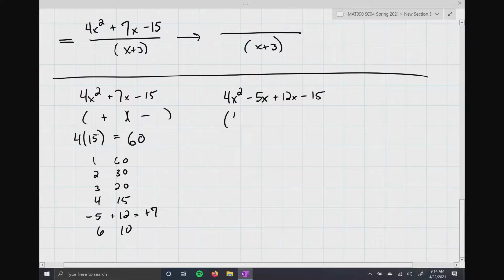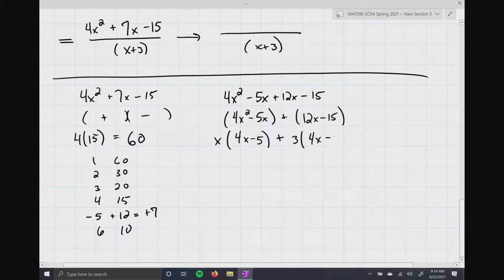So I group the first two terms. I group the second two terms. In the first grouping, I can factor out an x. In the second grouping, I can factor out a 3. I'm very happy because my binomials inside the parentheses match. And the final result is going to be 4x minus 5 times the quantity x plus 3.